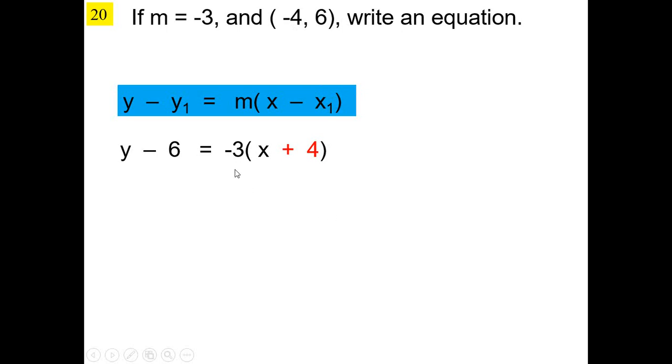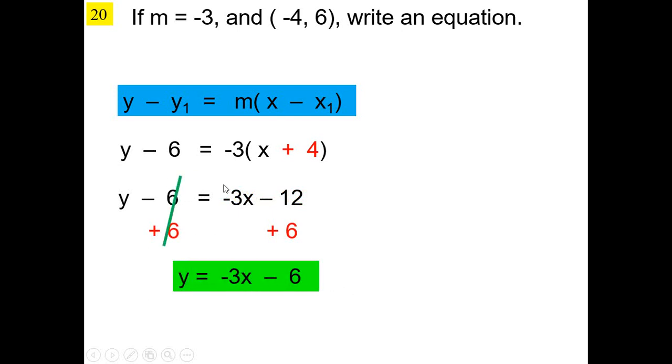Now you just distribute. -3 times x is -3x. -3 times 4 is -12. And then you got to get rid of the -6, so you add 6 to both sides. So that cancels, and you get y is equal to -3x minus 6. So we created an equation from a point and a slope.